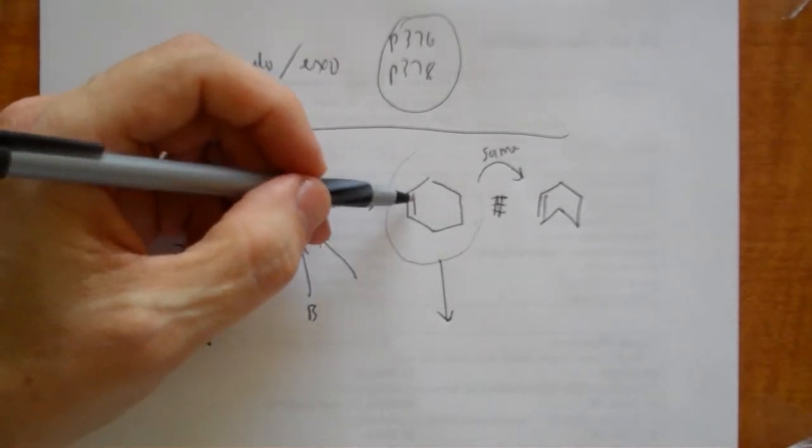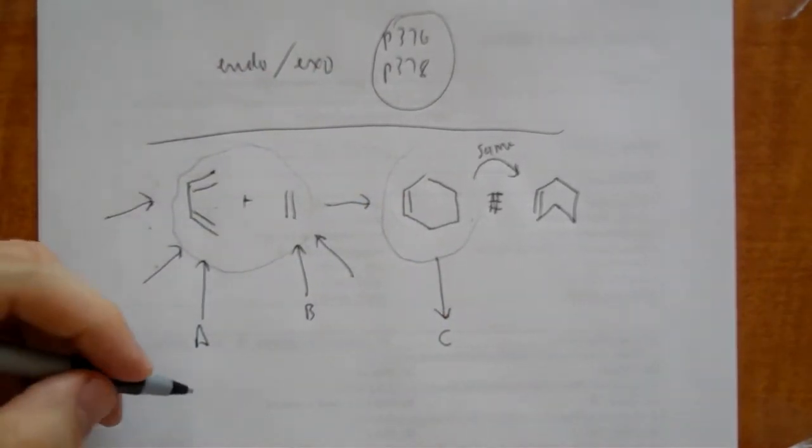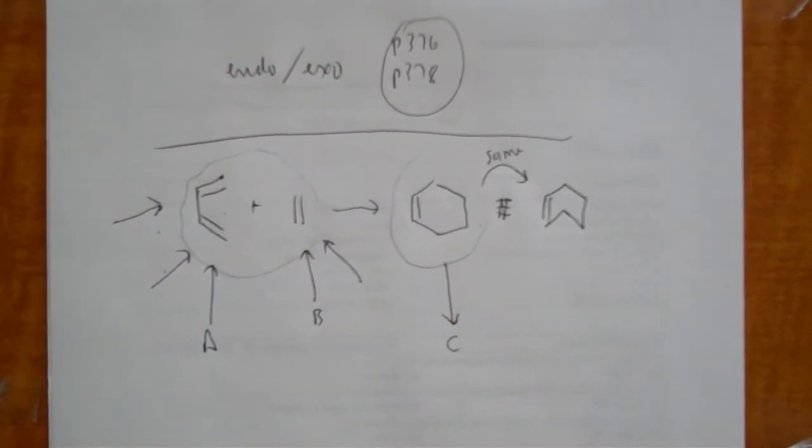And we can take this cycloalkene and turn it into, say, C. Then what you've got is a pretty elaborate synthetic pathway.